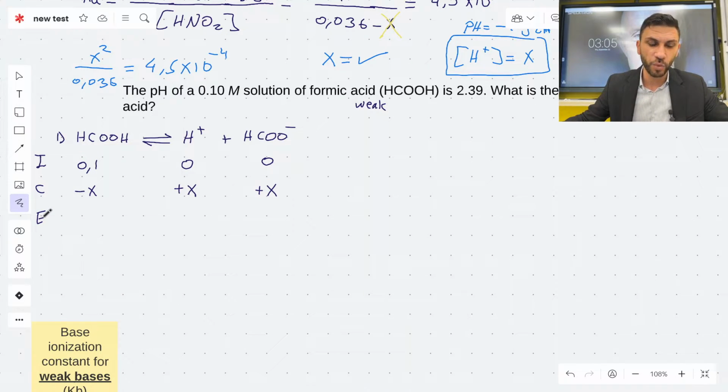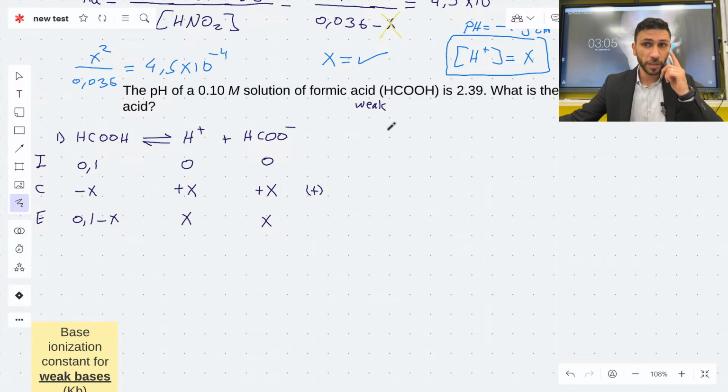Now at equilibrium, we need to add the initial and the change, so it's going to be 0.1 minus X, 0 plus X, and 0 plus X.